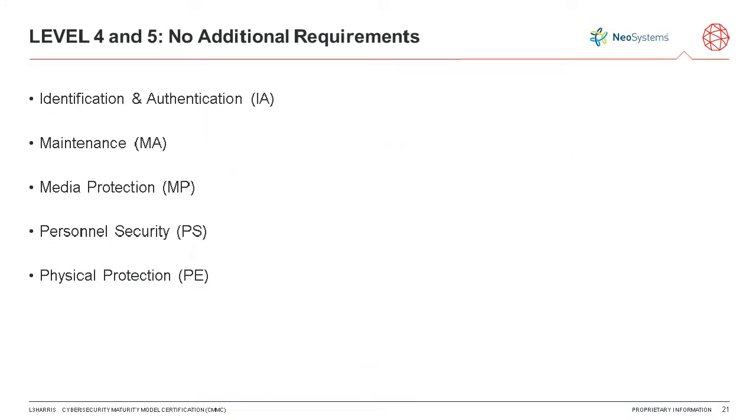So not too bad, huh? Just a few extra requirements that you have to do for levels 4 and 5. These areas here are ones that don't have any additional practices, but I do want to point out that in these areas that maturity requirements, so defining metrics, are still going to apply, right? So even though you don't have additional practices to pursue, you will have to measure and track improvements in these areas as well.